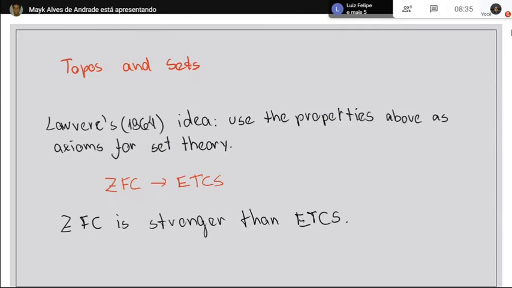And he proved, I don't remember if it was him or somebody else, I think it was him, that this formulation of set theory is almost equivalent to ZFC. In fact, ZFC is a little bit stronger than ETCS, in the sense that everything that can be proved in ETCS can be proved in ZFC, but not the other way around. And we know exactly what portion of ZFC is equivalent to ETCS, and what we need to add to ETCS to get ZFC.